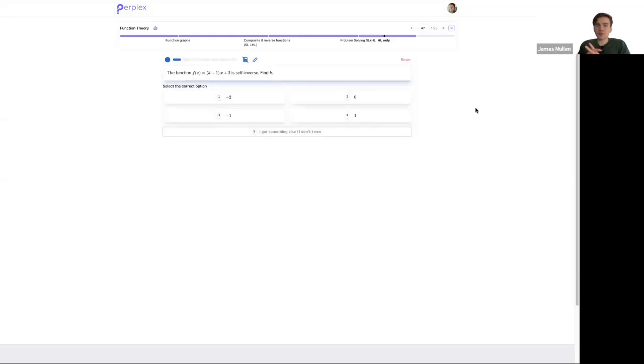So here's an example for you to do. I want you to find the value of k such that this function is self-inverse. I'll give you a minute. So if a function is self-inverse, it means that if I compose it with itself, I get back x. So if I do f of f of x, I should just get x. So let's actually compute it.